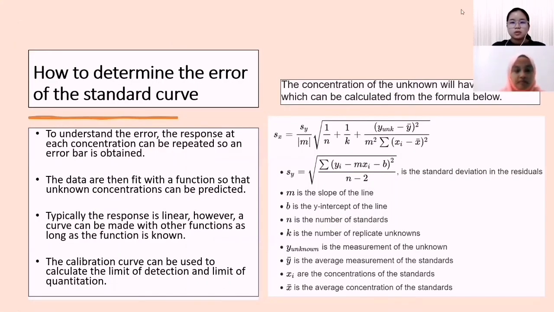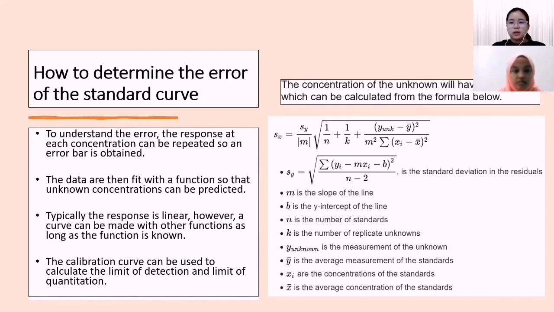Next is how to determine the error of the standard curve. To understand the error, the response at each concentration can be repeated so an error bar is obtained. The data are then fitted with a function so that unknown concentrations can be predicted. Typically the response is linear. However, a curve can be made with other functions as long as the function is known. The calibration curve can be used to calculate the limit of detection and limit of quantitation.